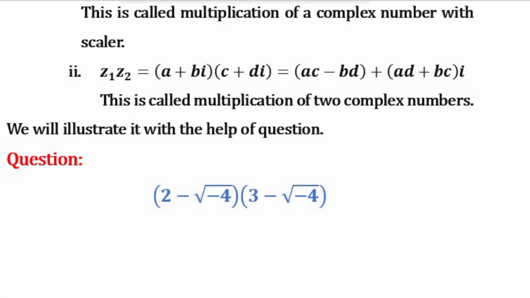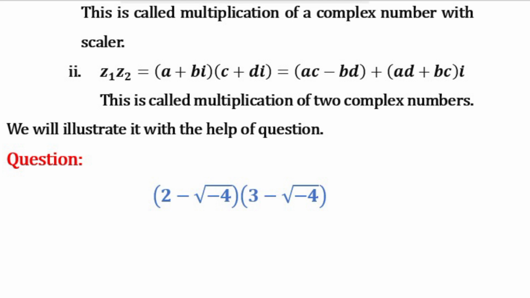Second, if we have to multiply two complex numbers, then what will we do? If we multiply two complex numbers a plus b iota with c plus d iota, we will multiply them as a with c minus b with d, plus (a with d plus b with c) into iota. This is the formula for complex multiplication.